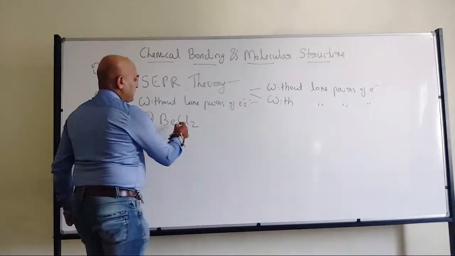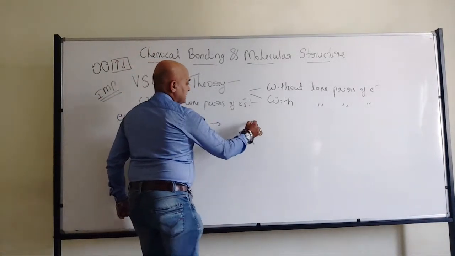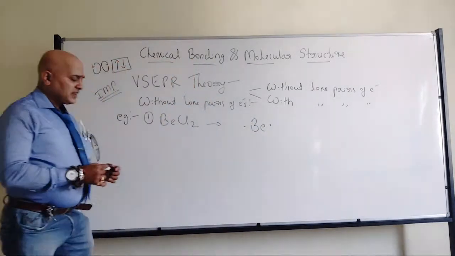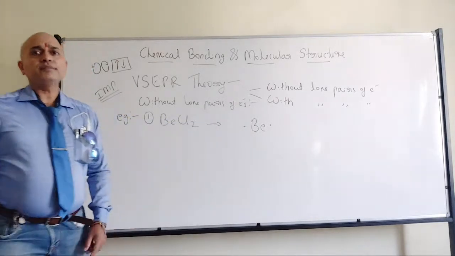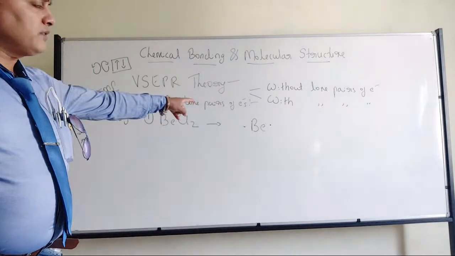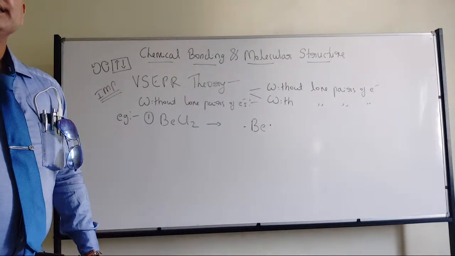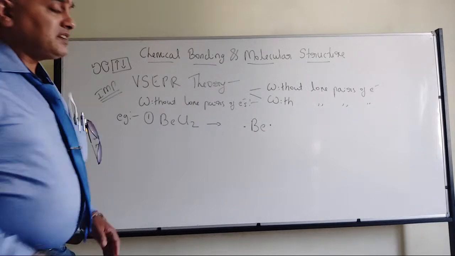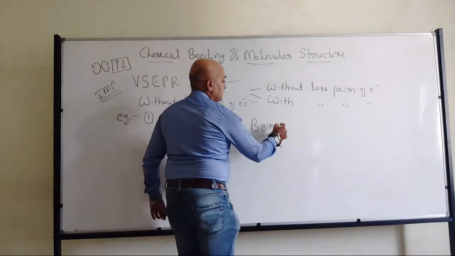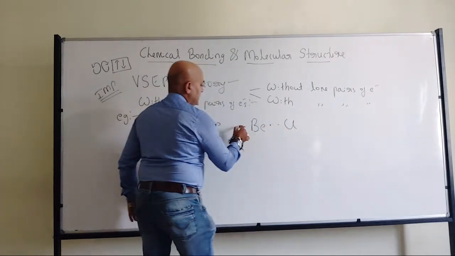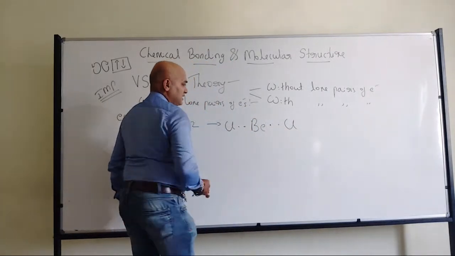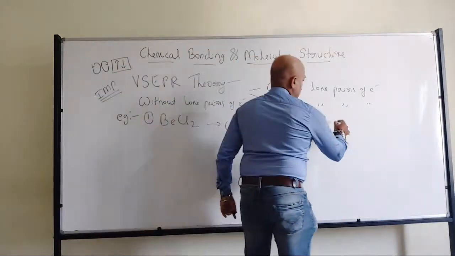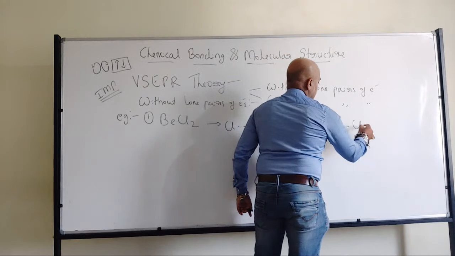In that case, if I take beryllium chloride, this is the Lewis symbol for beryllium. Now, it is attached with 2 chlorine atoms. So I have 1 chlorine, and here I have another chlorine. That's where we have beryllium chloride, which will look like this.